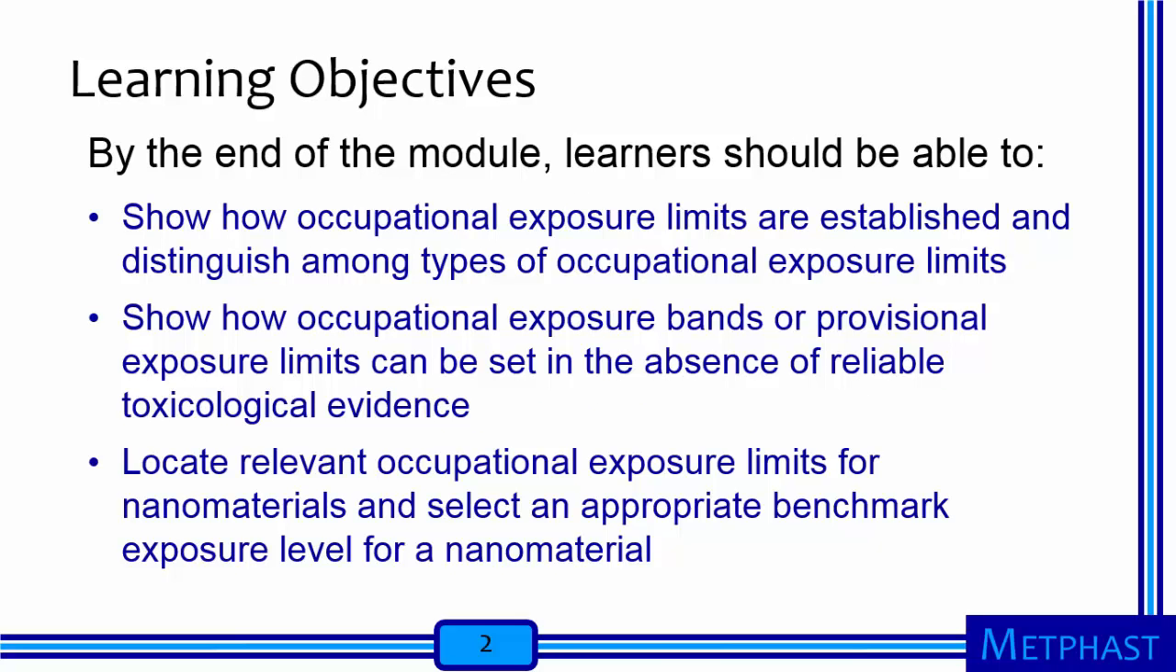By the end of this module, learners should be able to do the following: show how occupational exposure limits are established and distinguish among types of occupational exposure limits. Show how occupational exposure bans or provisional exposure limits can be set in the absence of reliable toxicological evidence. And third, locate relevant occupational exposure limits for nanomaterials and select an appropriate benchmark exposure level for a nanomaterial.